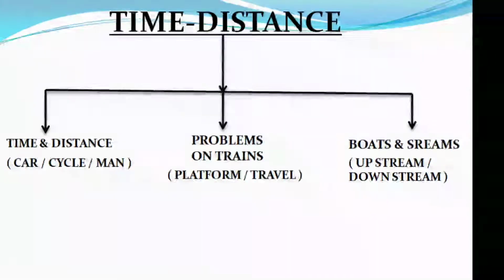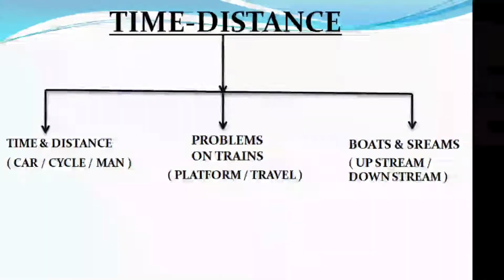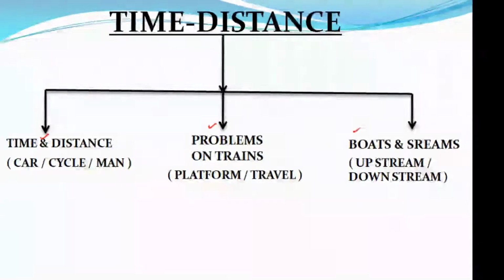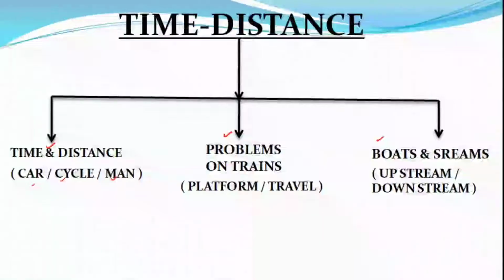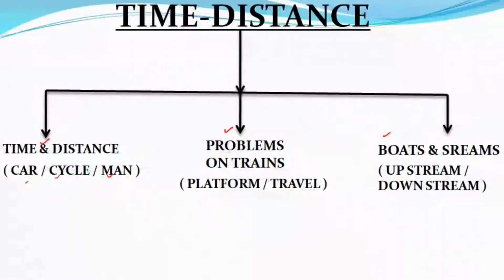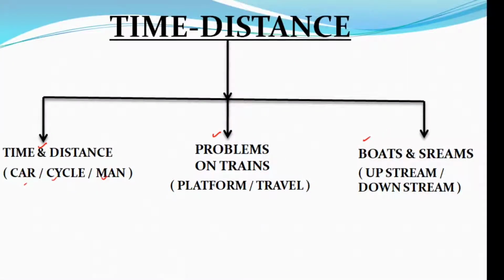Initially, this time and distance topic can be classified into three types. The first one is time and distance, the second is problems on trains, and the third is boats and streams. Questions based on a car, cycle, or a man running come under category one, time and distance.